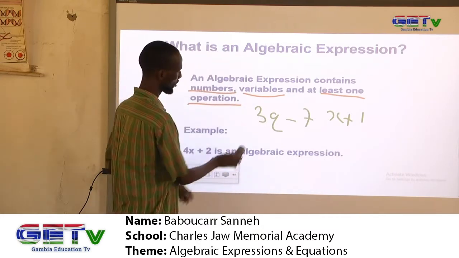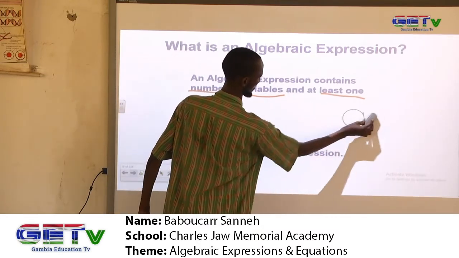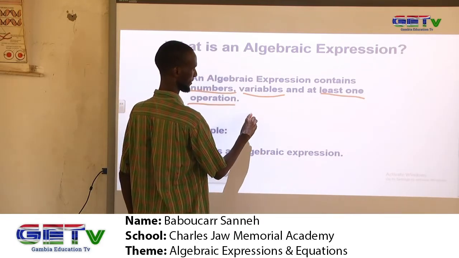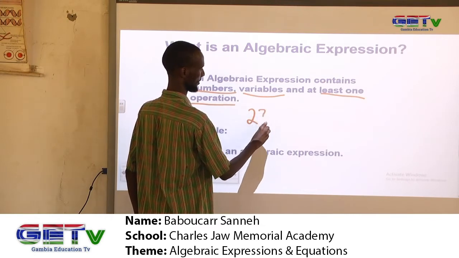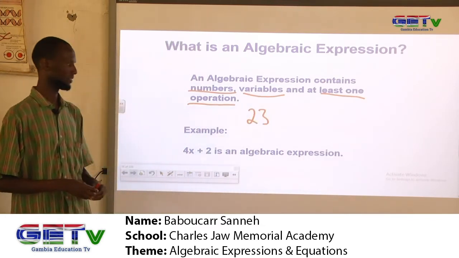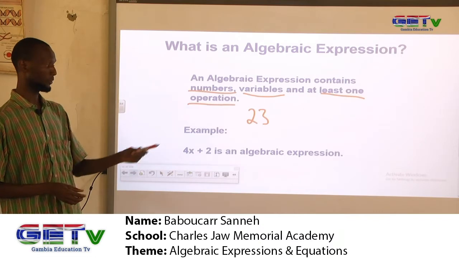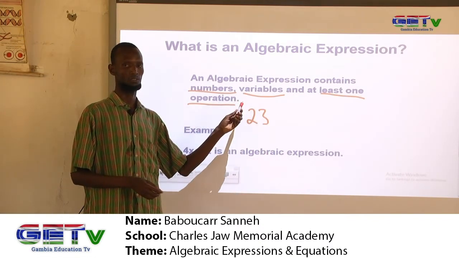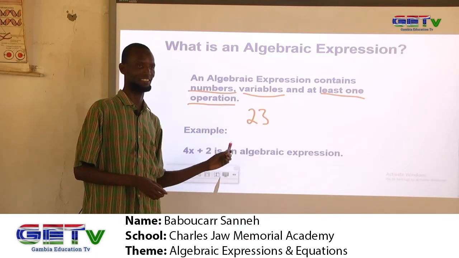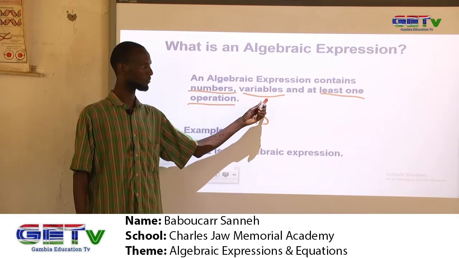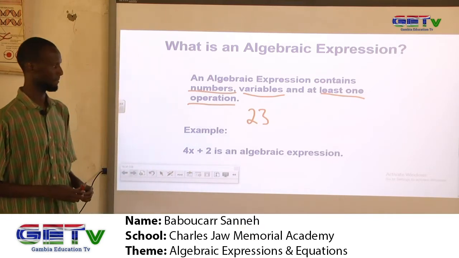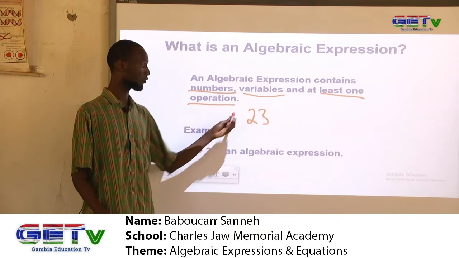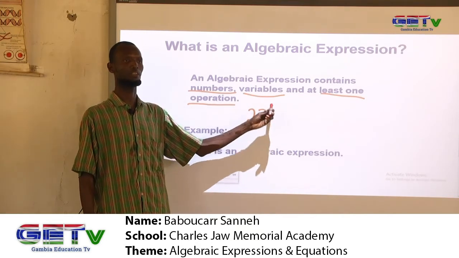Now, what if you come across a number like 23? Do we qualify this as an expression? Does it have all the qualities, numbers, variables, and an operation? It's tempting to say no, there's no variable here, so it's not an expression.